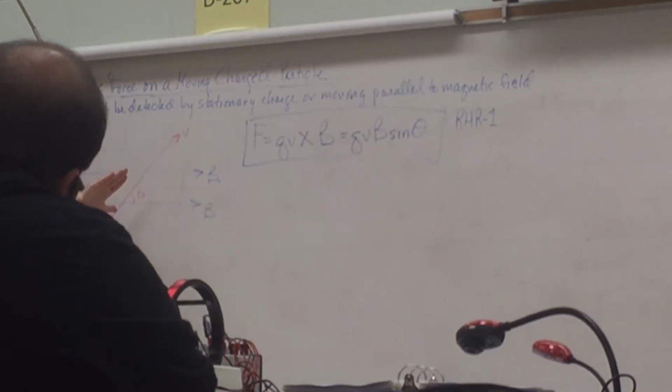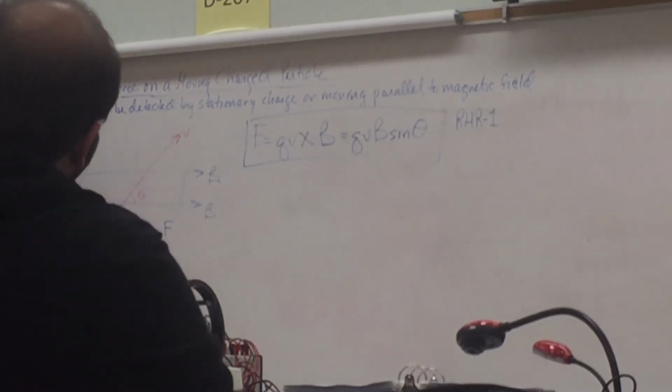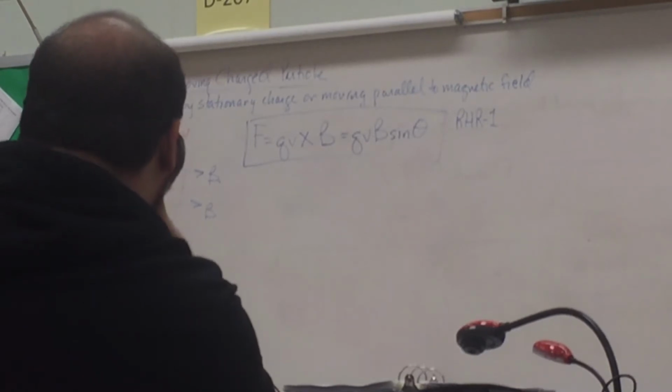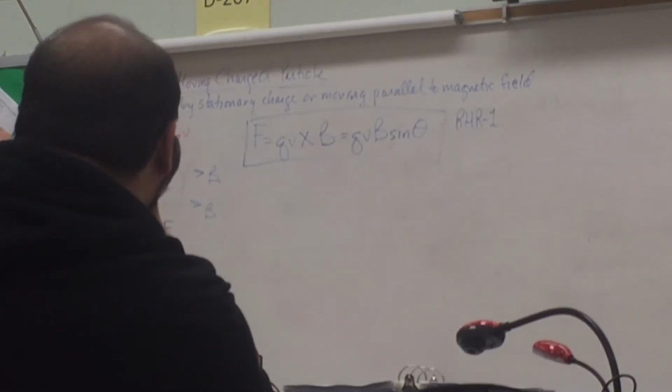So where's your thumb going? Into the board. So in this particular example, the force experienced by this charge is in. And what little symbol do we use for that? A dot. No, an X. An X. There you go.